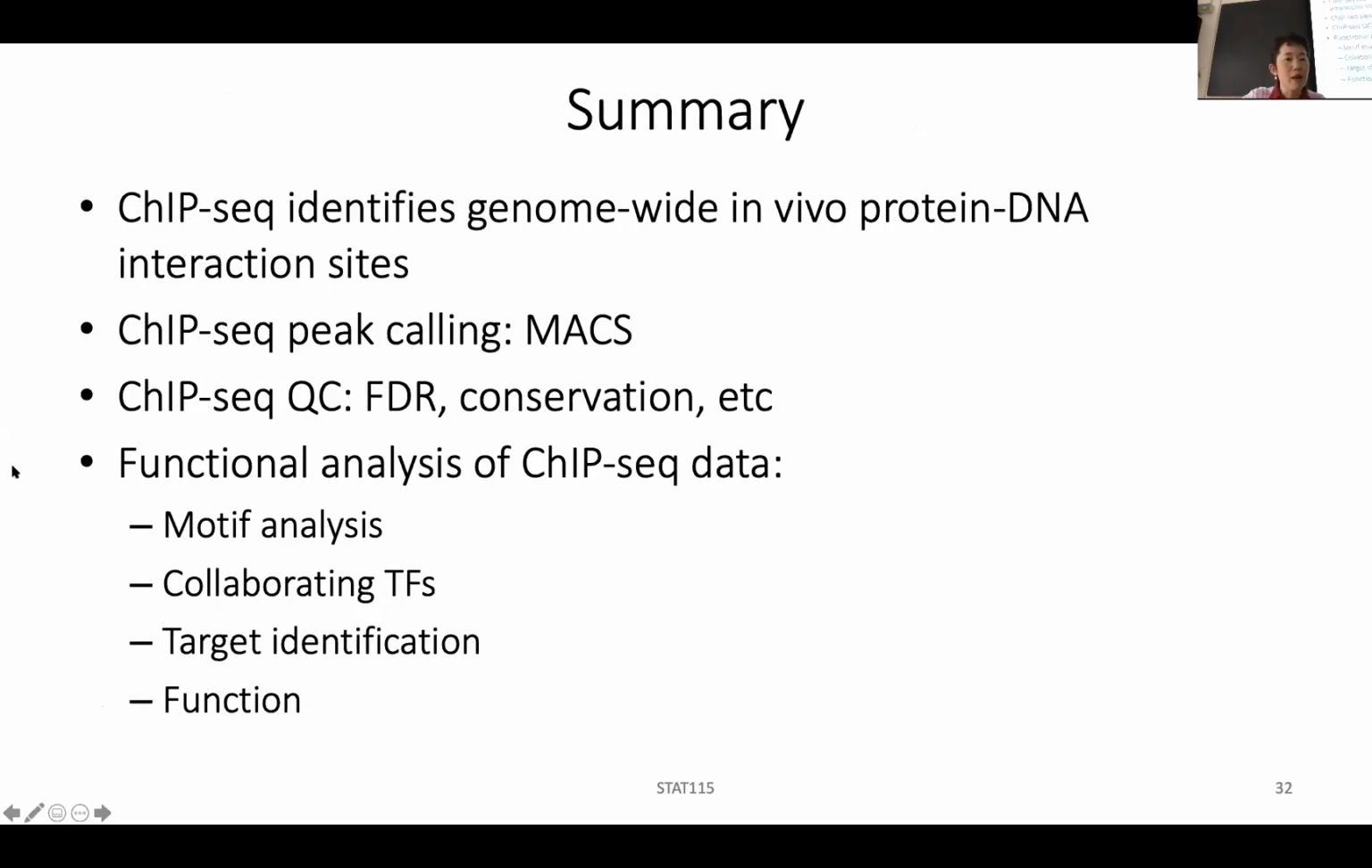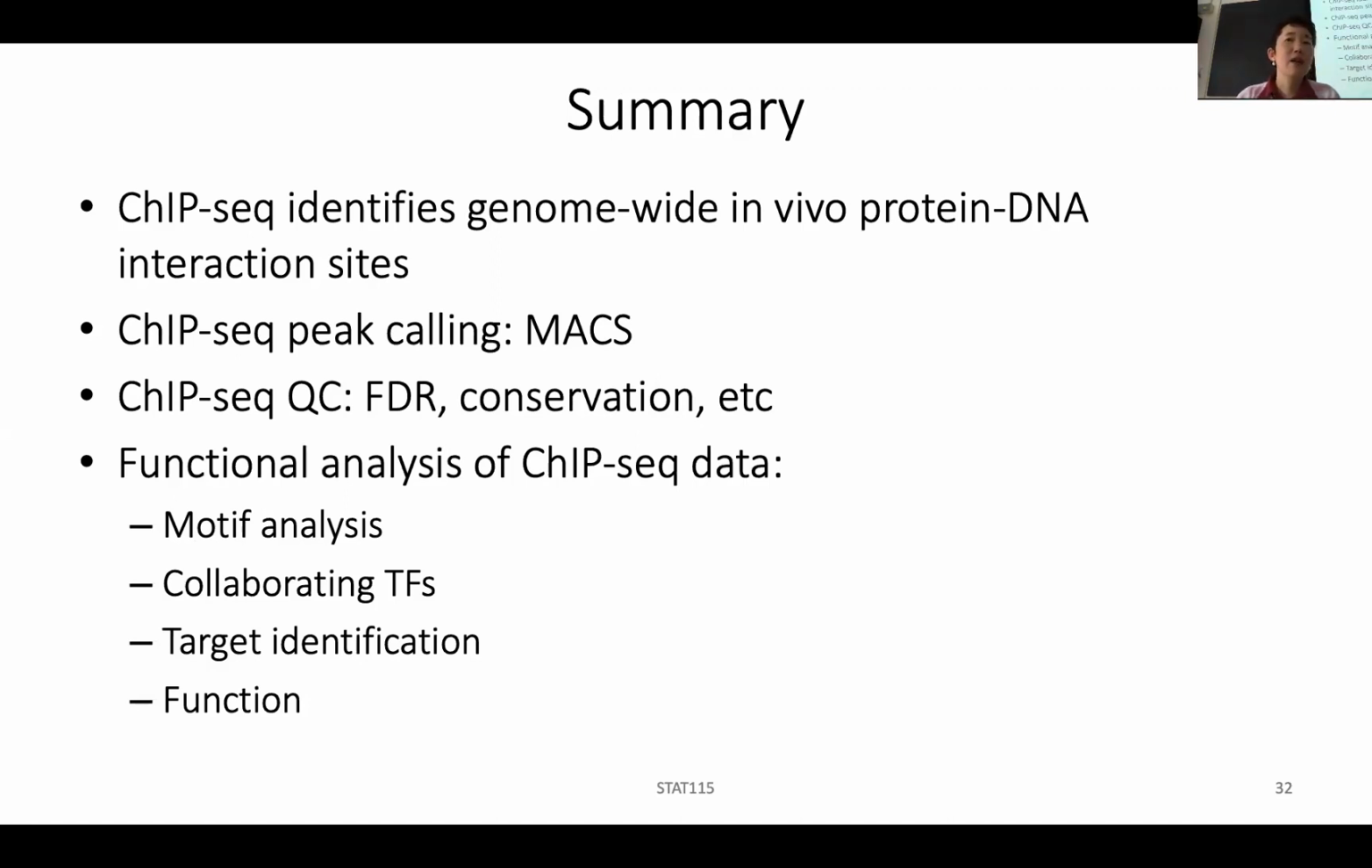So in summary, basically ChIP-seq, you can use it to identify genome-wide, in vivo in the cell, what the transcription factor is doing in terms of binding in the genome. You can use MACS for ChIP-seq peak calling, and there are many different QC parameters: conservation, FRiP score, FDR, fold change, to help you figure it out, and also look for motifs. But once you have the ChIP-seq data, you want to look at transcription factor motifs. And from there, you might be able to find that it's collaborating with something. And also, you want to look at its targets.